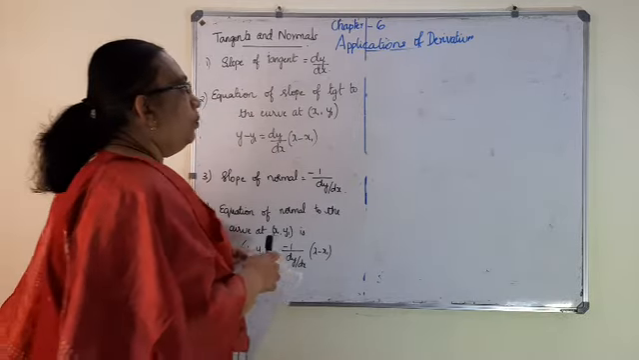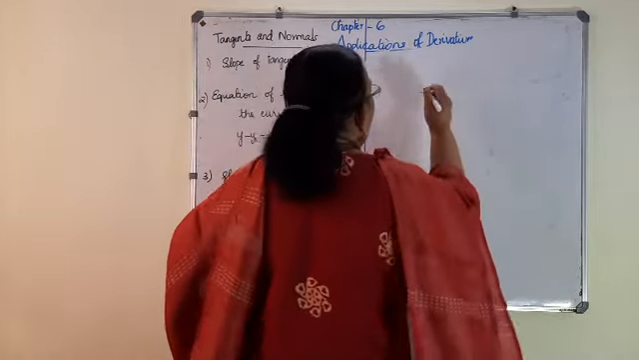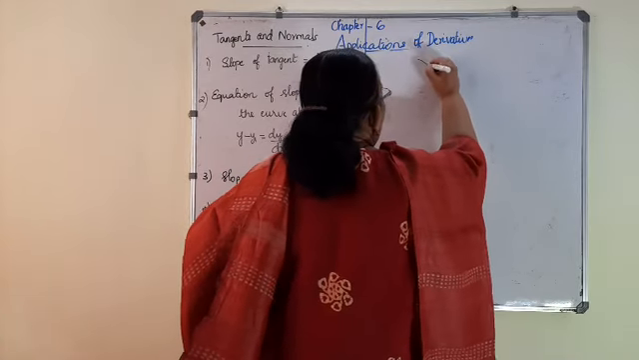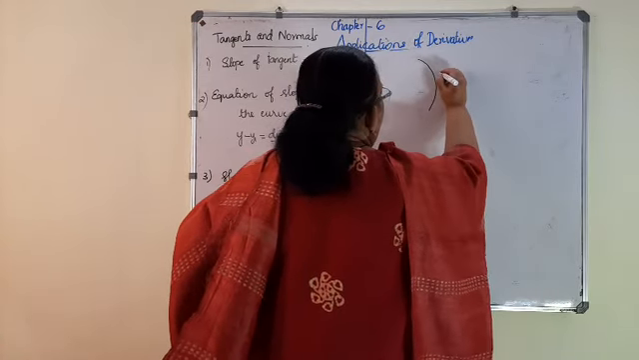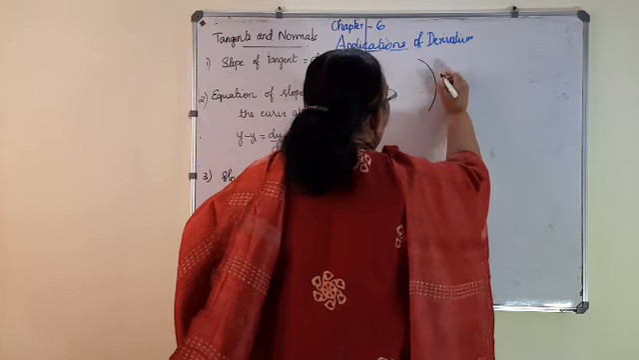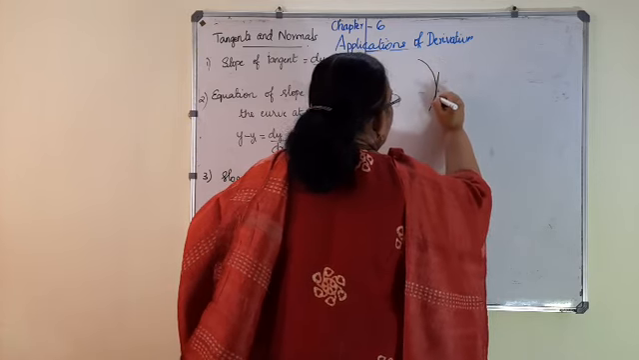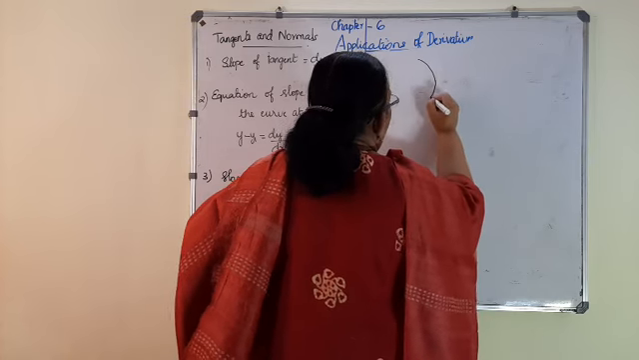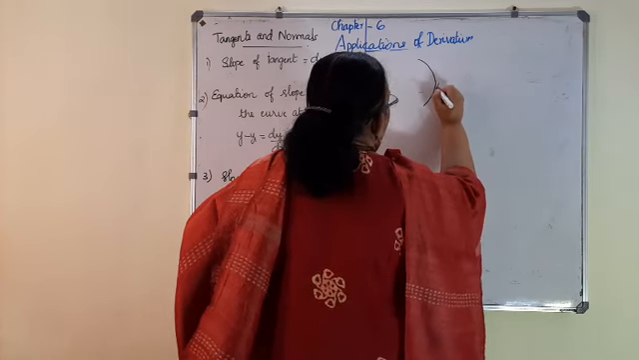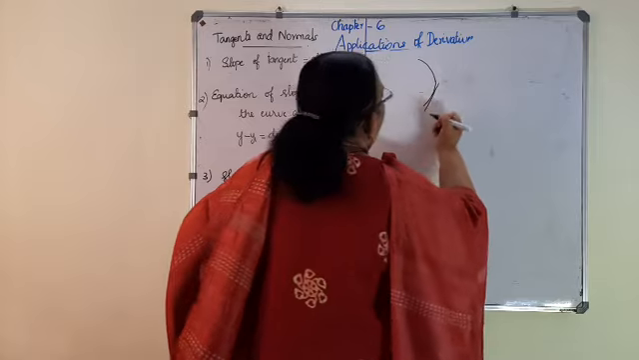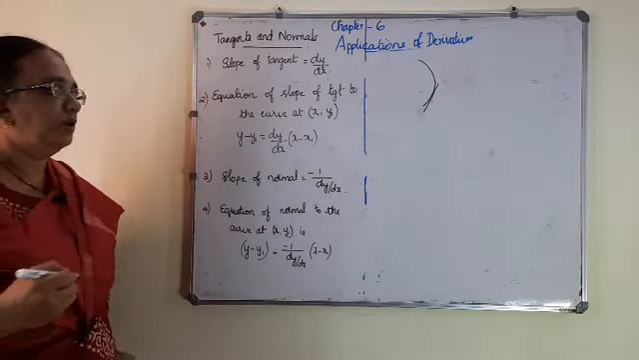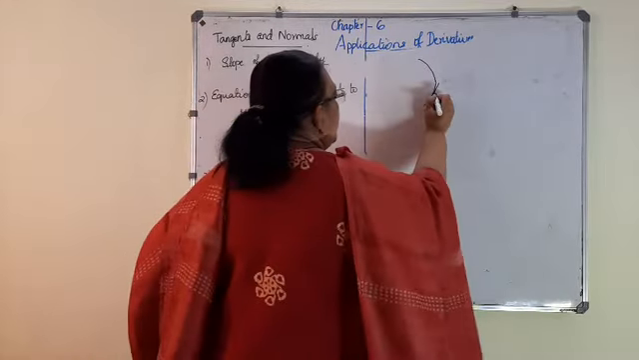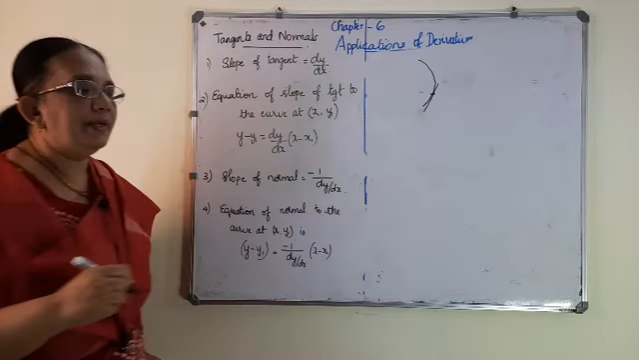Tangent is always a line. So, suppose there is a graph. Tangent means it will be a line touching the graph at one and only one point. That is called as a tangent. So tangent is always a line.